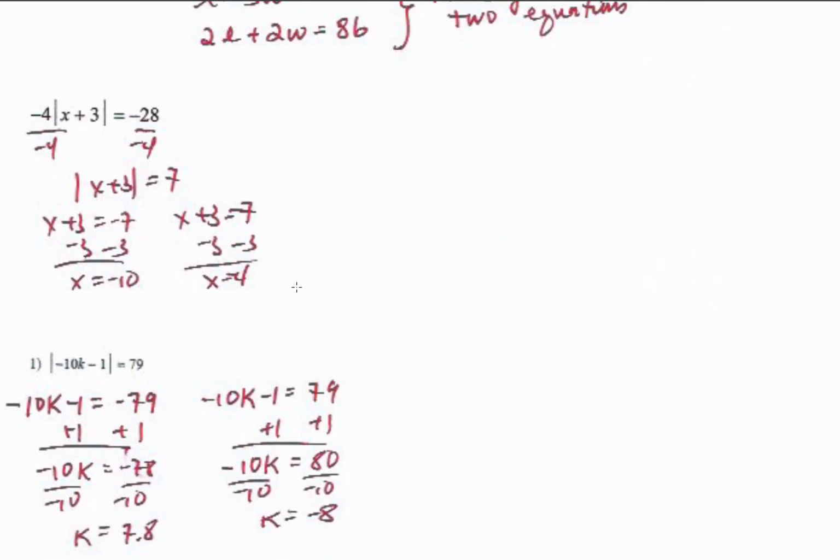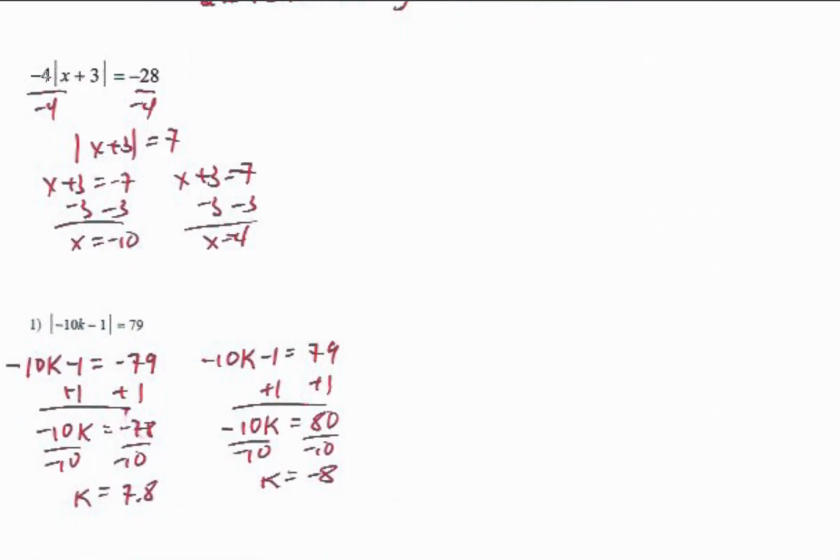Next one, we have an absolute value equation. This one has a negative 4 on the outside, so we have to start by dividing everything by negative 4. And I get the absolute value of x plus 3 is 7. So maybe it's positive 7 or maybe it's negative 7.